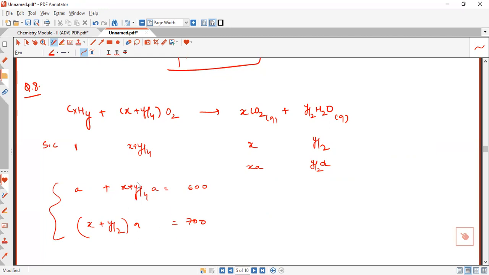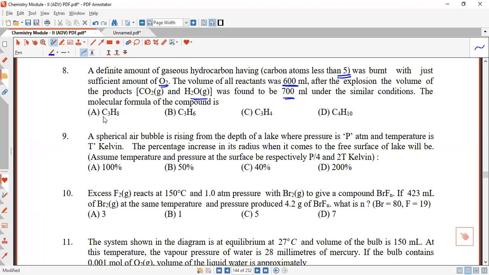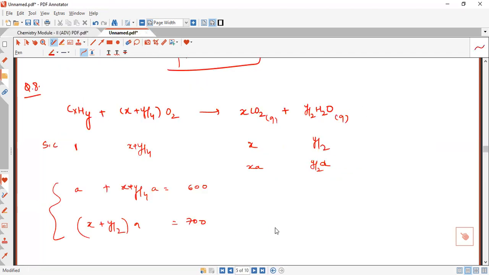You have to solve and cancel, and it needs more time. So what we can do is check the options. Okay, let's try, let's say, C. So we will start with C3H8. So C3H8 plus 5 O2 is going to give 3 CO2 plus 4 H2O, where 3 and 4 come from x and y by 2, and 5 from x plus y by 4.